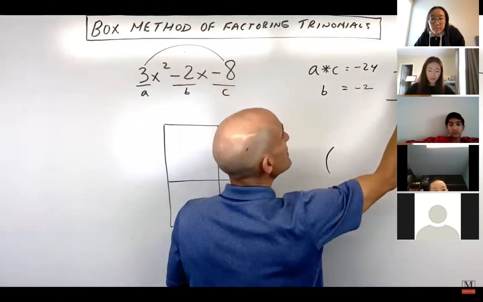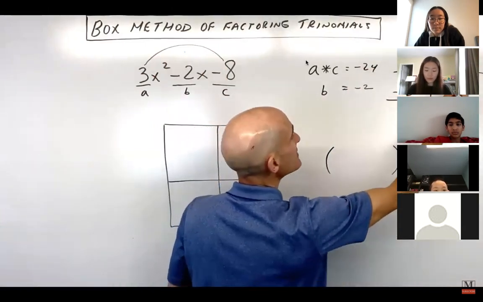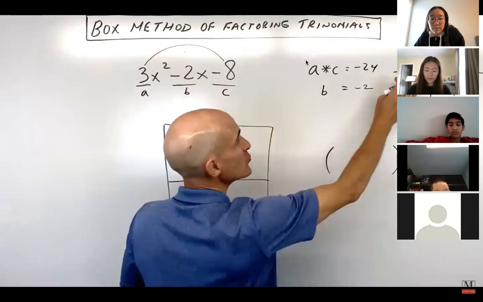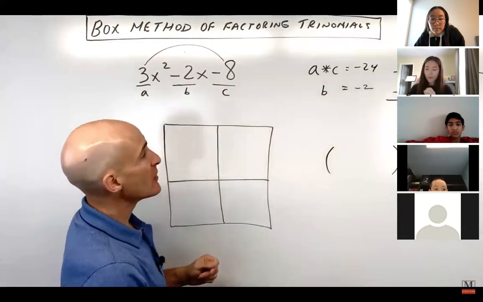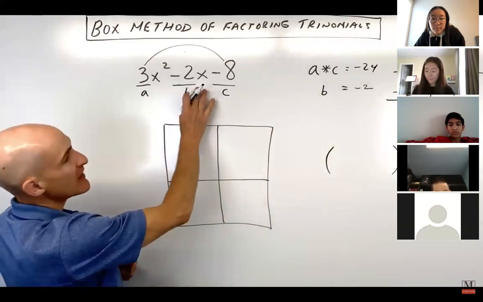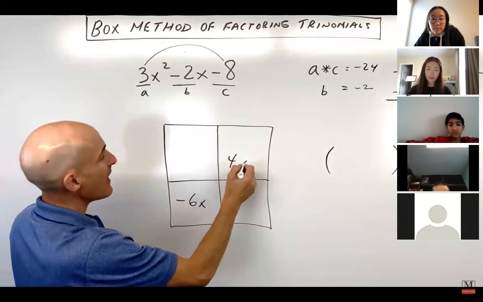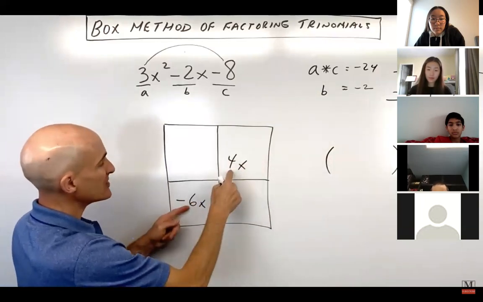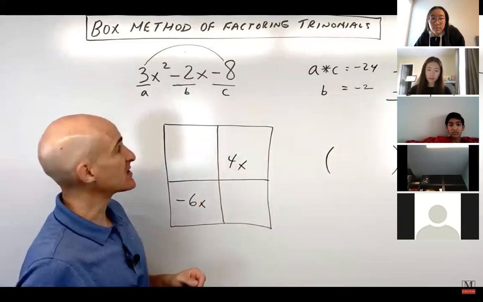So in this case, it's going to be negative 6 times positive 4 is negative 24, and negative 6 plus 4 is negative 2. You want to make sure these numbers are the same in both of these scenarios. So then you take the middle term, the negative 2x, and split it up into negative 6x and positive 4x. It doesn't matter which goes where, but you can see these add up to the negative 2x, the middle term.